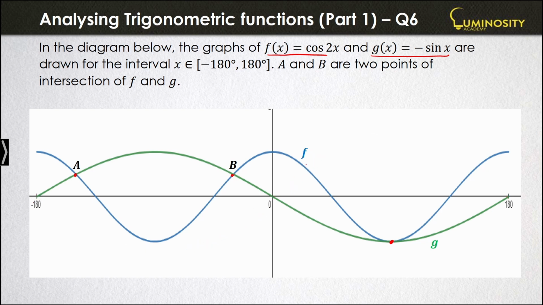And f of x also has only one parameter affecting it. There's a b value of 2 in front of the x, and that tells us that the original cos x graph now has a new period of 360 degrees divided by 2, which is 180 degrees. And if you look at the blue graph f, you can see that the graph completes one full cos wave in 180 degrees.